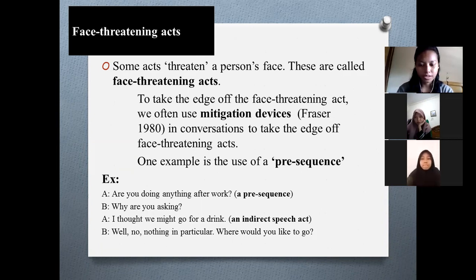For example, A: Are you doing anything after work? It is a pre-sequence. B: Why are you asking? A: I thought we might go for a drink. It is an indirect speech act. And B: Well, no, nothing in particular. Where would you like to go?